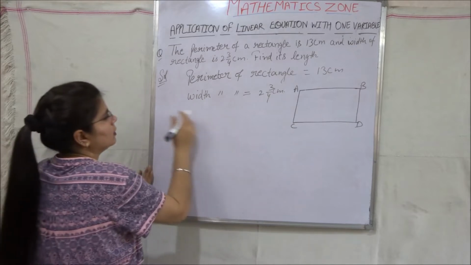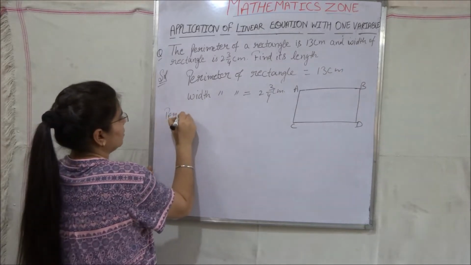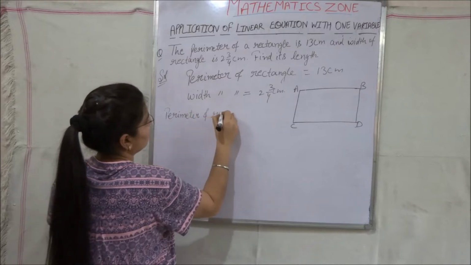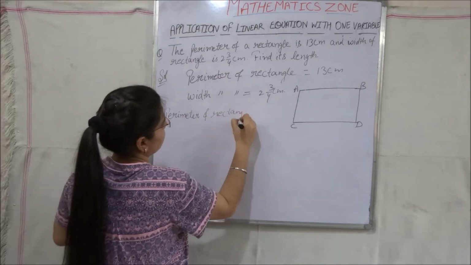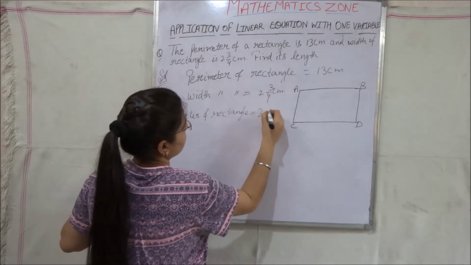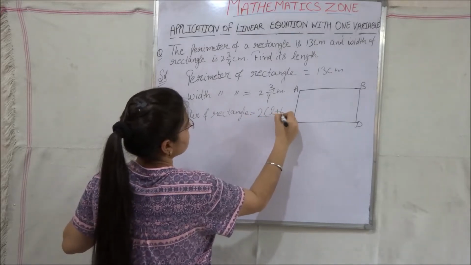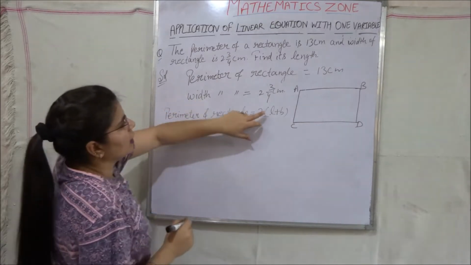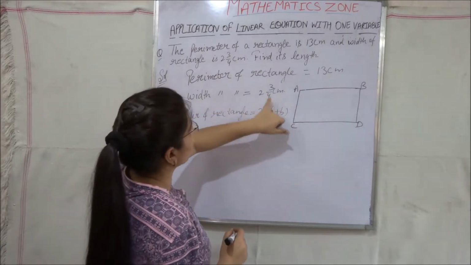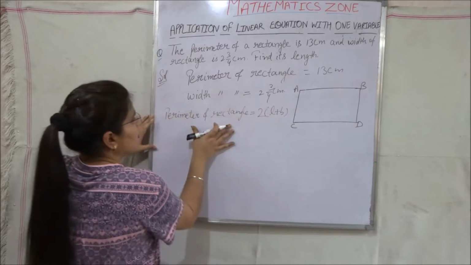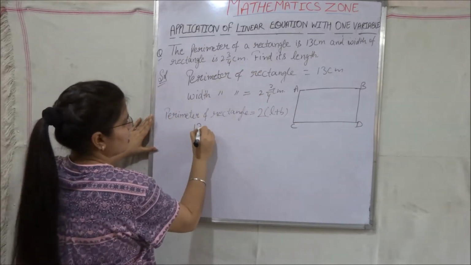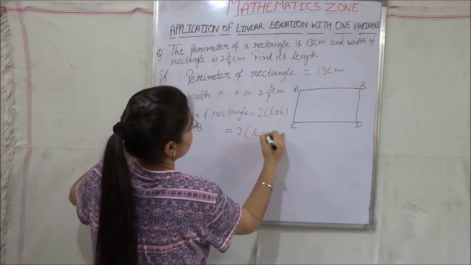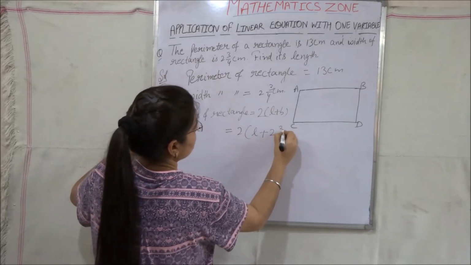So the perimeter of a rectangle has the formula 2 times (L plus B). Here the width is given to us as 2 3/4, and the value of the perimeter is 13 centimeters. So 2 times (L plus the width 2 3/4) equals 13.